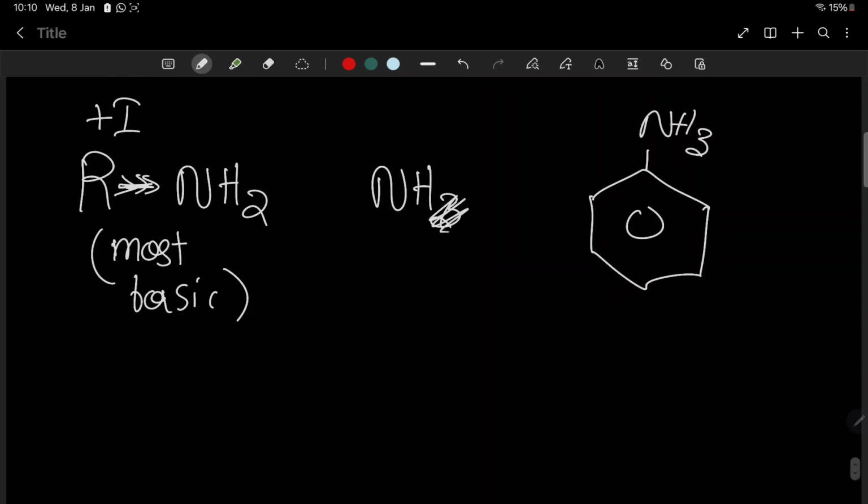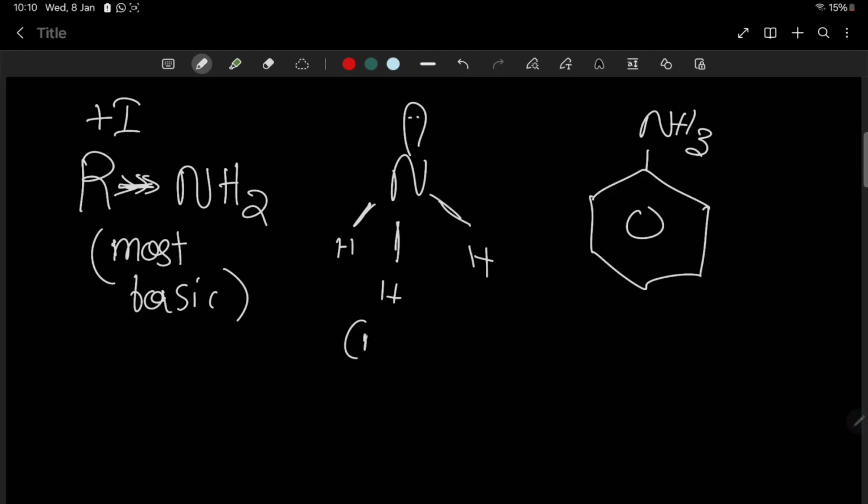Look at NH3. NH3 has 3 hydrogen atoms. One second, I will draw it in the proper structure. NH3 has 1 lone pair and 3 hydrogen atoms. The point is that here there is no +I effect and no -I effect, because hydrogen is deaf and dumb. It will not do anything. Hydrogen is just like a person who is invisible. So this is more basic, but less basic than the aliphatic amine.